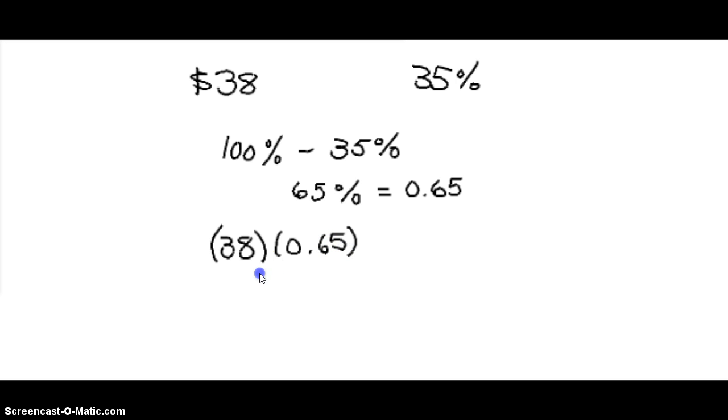So I'll take my original price, 38, multiply it by 0.65, and I'm going to get a final answer of $24.70. So my final price I'll be paying for that is $24.70. And that is how you do problems involving percent of change, both percent of increase and percent of decrease.